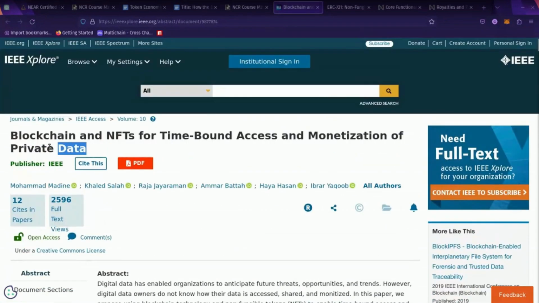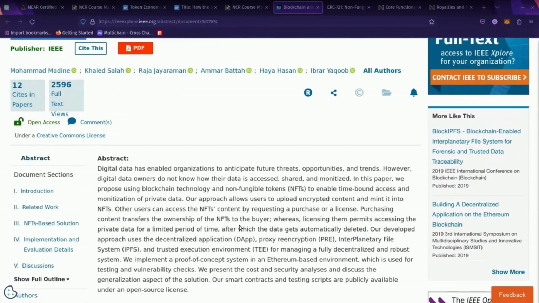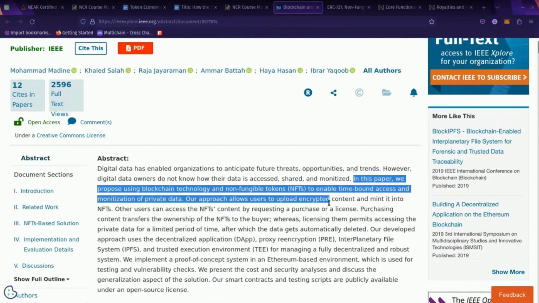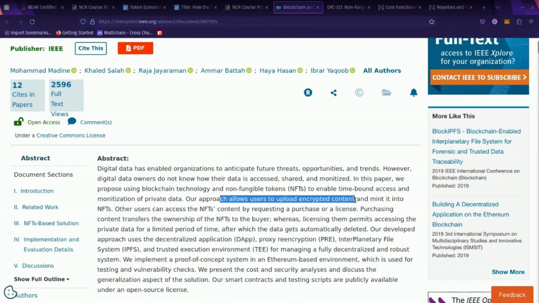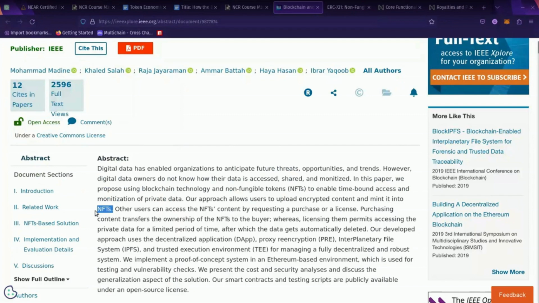So generally, the idea is quite simple. The paper goes into an actual approach for how this could work, what NFTs are. So in this paper, we propose using blockchain technology and NFTs to enable time-bound access to private data. Our approach allows users to upload encrypted content. So the idea is that the first step is that there's some content that needs to be hidden, so it needs to be encrypted, similar to using cryptography to do this, right? And mint it into NFTs. So the NFT is just the standard for how this is done. What's really happening in the background is there's some encrypted data that's being put into this standard.